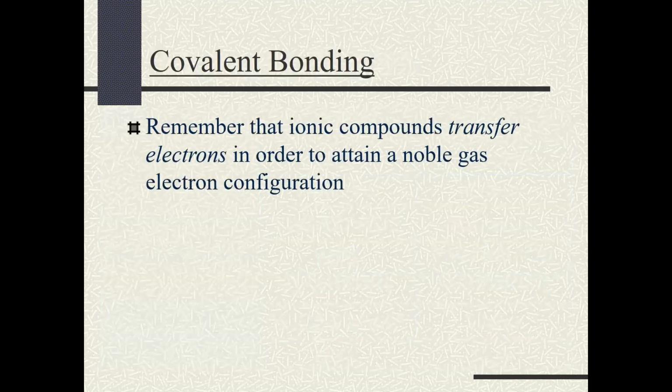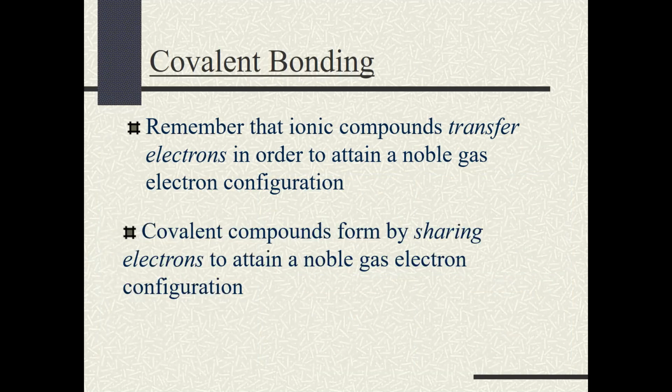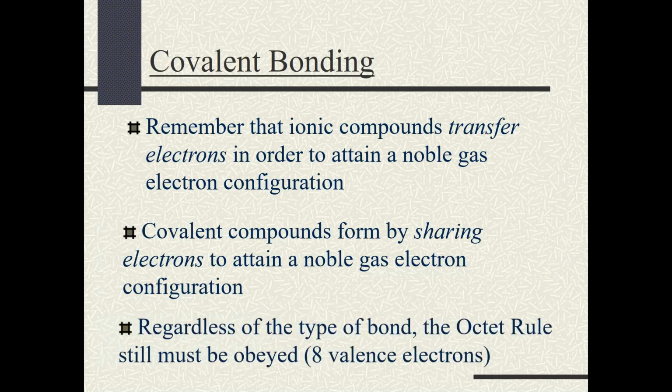All right, so remember that an ionic compound is a transfer in order to obtain noble gas configuration. Covalent bonds are doing the same thing, but instead of transferring, they're going to share. The key is they still want to look like those noble gases. They still want to move towards stability: 8 valence electrons in their outer shell. So regardless of the bond type, the octet rule still must be obeyed. Everyone still wants to get to 8. And yes, with covalent bonds, technically they don't get to 8 each, but because they're sharing, it's kind of tricks them into stability.